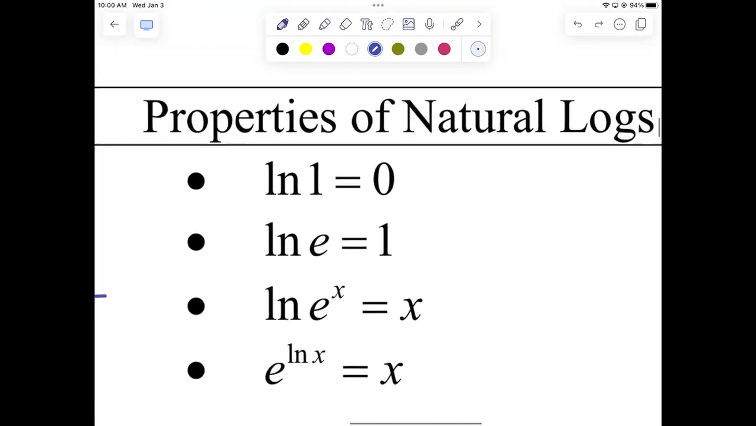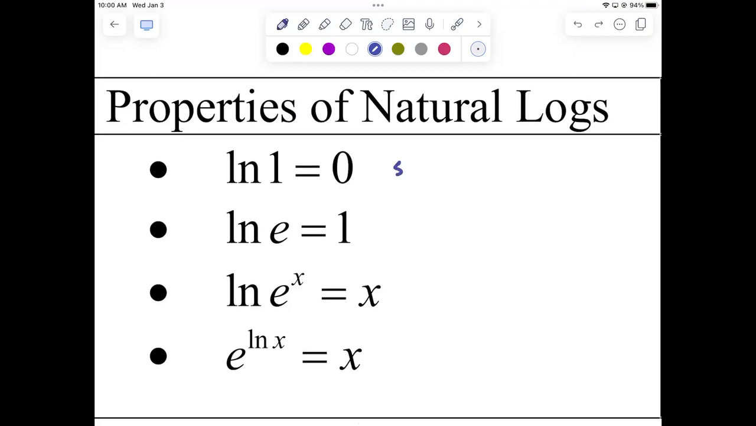What is the natural log of 1? 0. And the reason would be since e to the 0 is what? 1. Any non-zero number to the 0 power is just 1. We have 10 more minutes. e to the 0 power is 1. What's the natural log of e? 1. And the reason would be since e to the 1st power is what? Remember, there's an implied base of e here.